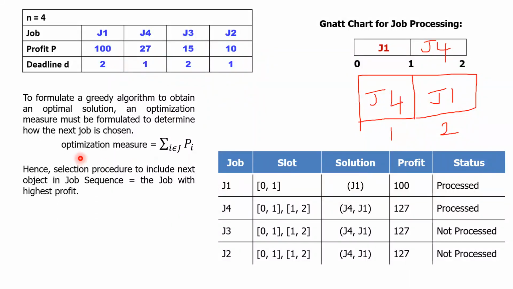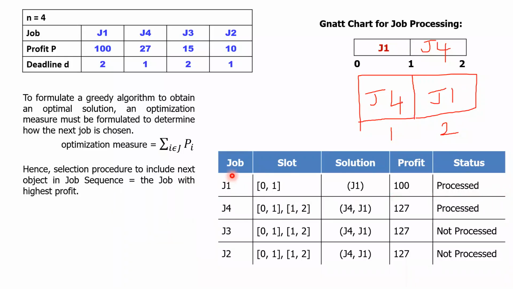Okay, so the optimization measure or the selection procedure. The optimization measure here is the sum of the total profits of the jobs. And the selection procedure is based upon the optimization measure. That means at each step, I'm going to select a job which gives me the highest profit. That is my selection procedure. So whatever the process that I have discussed till now, the process step by step can be tabulated, something like this.